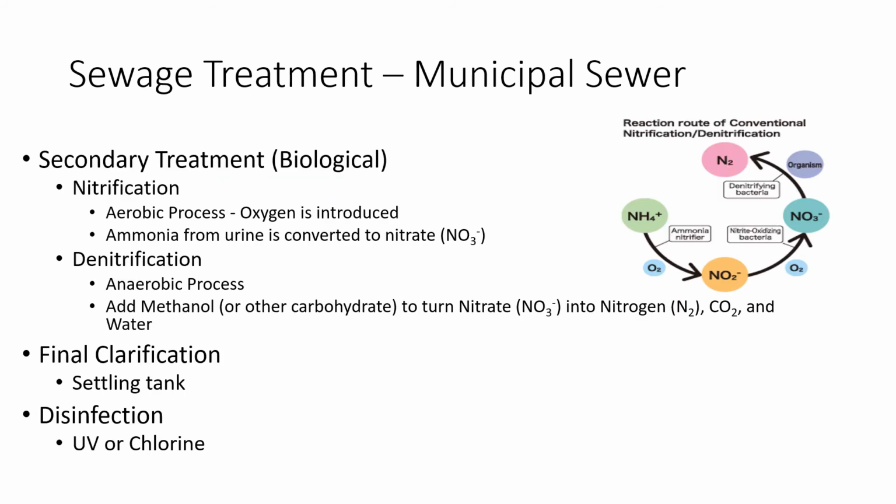So secondary treatment is a biological treatment. It's one of the most important steps in sewage treatment because really what it's doing is getting the nitrogen out of the water. You have ammonia from urine that's in the water, and so through the nitrification process, the bacteria that's in that sewage water actually converts the ammonia to nitrite to nitrate, and that is done by adding oxygen into the system.